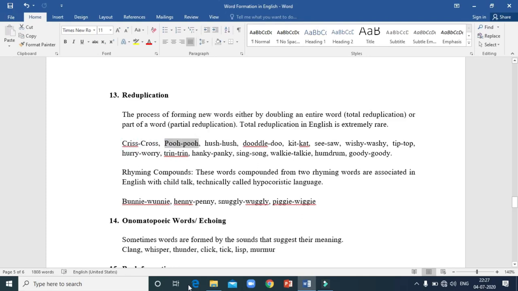Idhe word thanneyanu pinne parnekkana. Hush-hush is also total reduplication. Doodle-doo is partial reduplication. Kit-kat, partial reduplication. Seesaw, wishy-washy, tip-top, hurry-worry, trin-trin, hanky-panky, sing-song, walkie-talkie, hum-drum, goody-goody. These are all examples of reduplication.